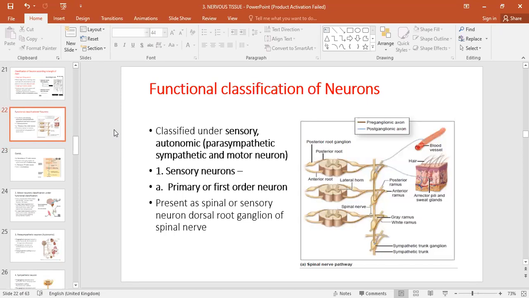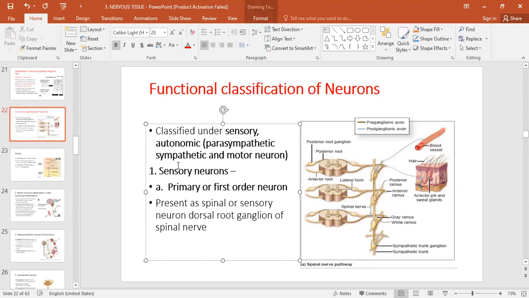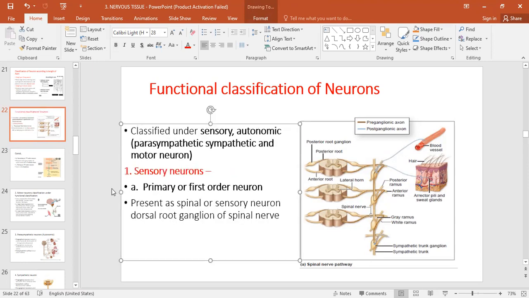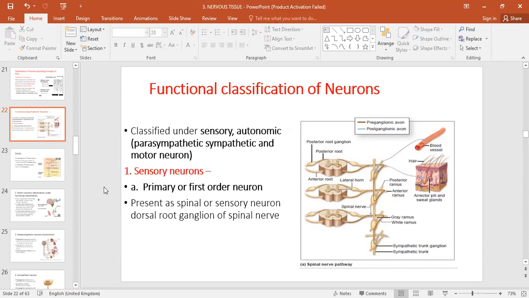Is it carrying impulses from body parts to the brain and spinal cord, or is it carrying impulses from the brain and spinal cord to the body? So if a neuron is carrying impulses from body parts, that is organs, muscles, and glands, to the spinal cord and brain, we call them sensory neurons. So sensory neurons receive impulses or stimuli from the body and external environment.